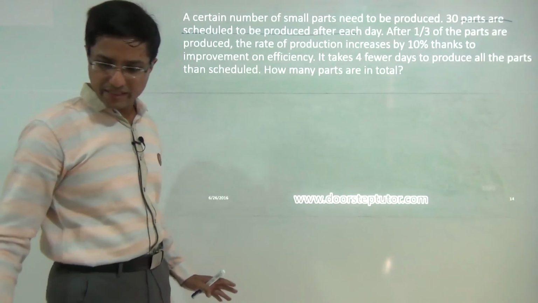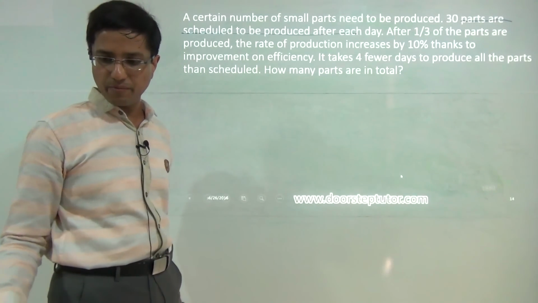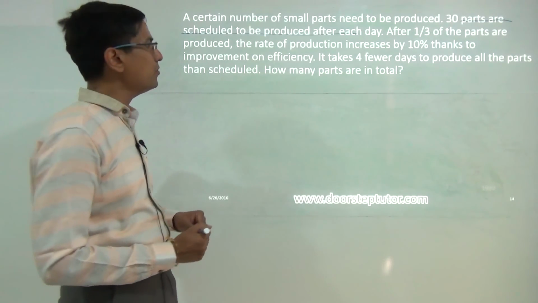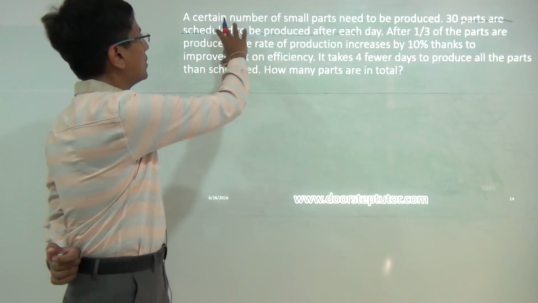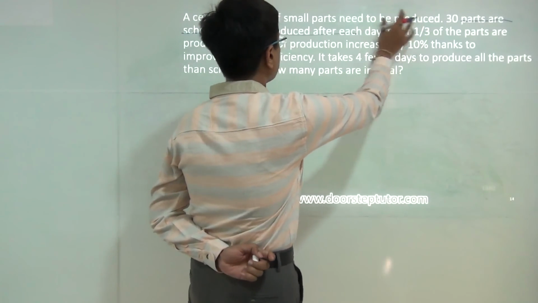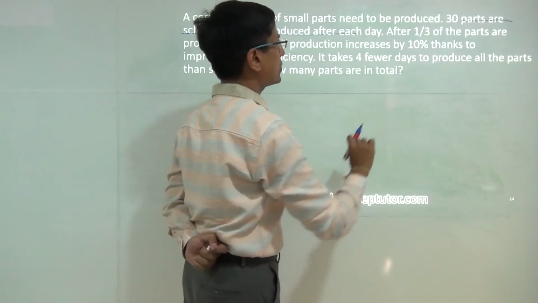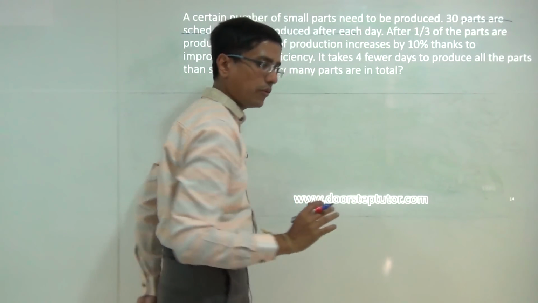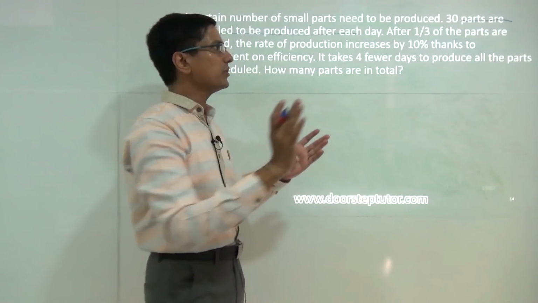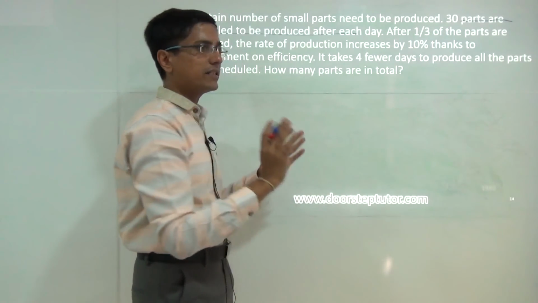And I'll tell you that this is actually very simple. It is extremely simple. You will be able to solve this very quickly if you really understand the problem. A certain number of parts need to be produced. 30 parts are scheduled to be produced after each day. So originally the plan was to produce 30 parts per day.